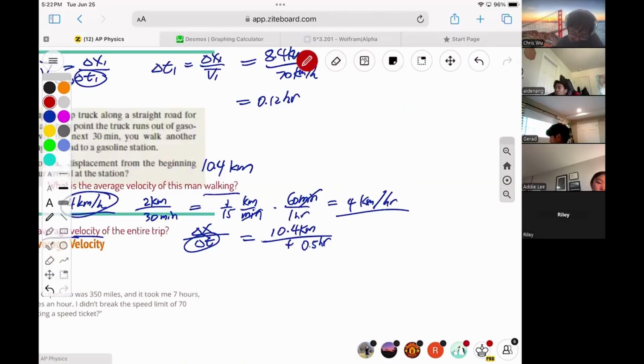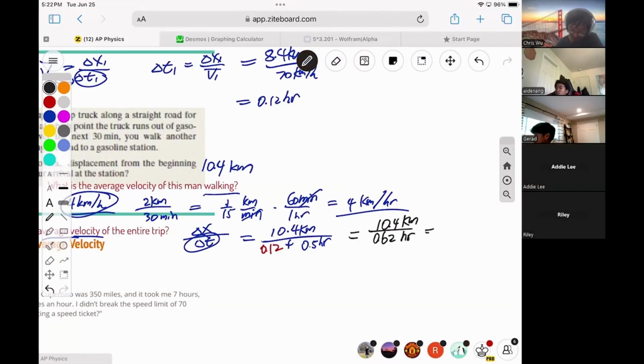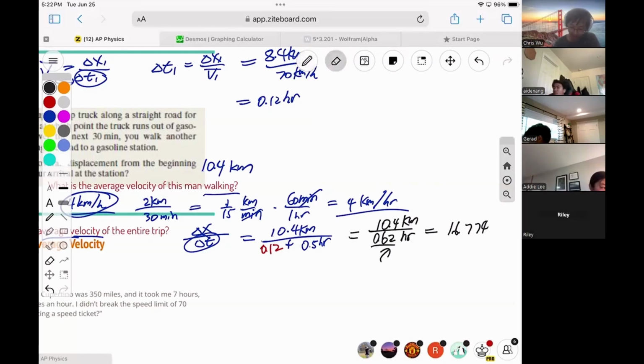So 0.12 here. And now calculating the total with the help of a calculator, because I'm lazy. And most likely you're going to be allowed a calculator for much of the physics course, since this is not really a math class. Okay, so 10 point, and you're allowed to calculate on the AP exam, 0.62. And I'm going to get 16.774. How many digits do I want? The least amount of figures here, I think, is 0.12 and 0.62, that's two decimals. I mean, two significant figures.